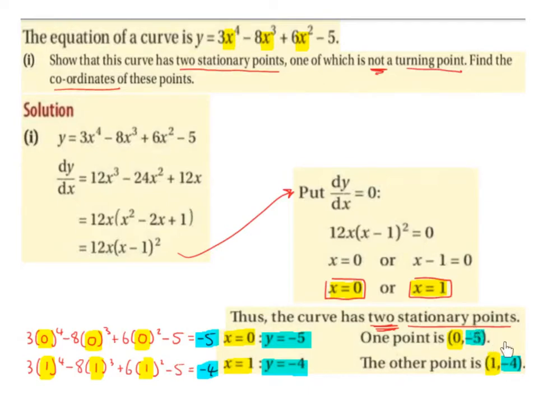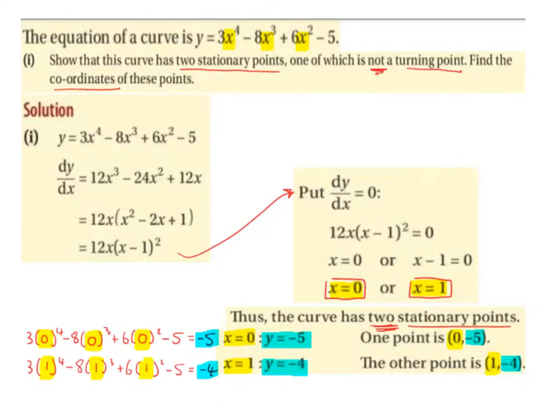So in order to get these two y values, minus 5 and minus 4, we substitute each of our x values into the original function. So we have 3 times 0 to the power 4 minus 8 times 0 cubed plus 6 times 0 squared minus 5 equals minus 5. So when x is 0, y is minus 5. And likewise, we're subbing in the 1, we have 3 times 1 to the power 4 minus 8 times 1 cubed plus 6 times 1 squared minus 5. That equals minus 4. So when x is 1, y is minus 4. So here we have our two stationary points.